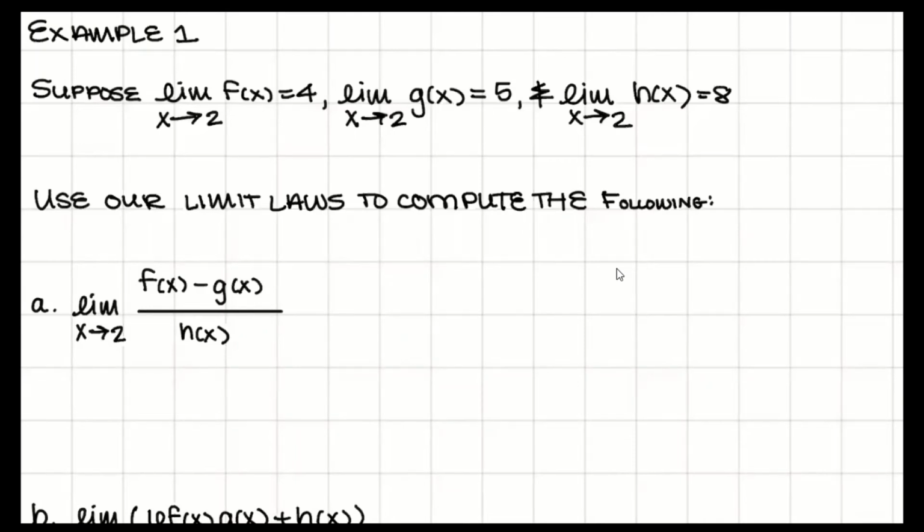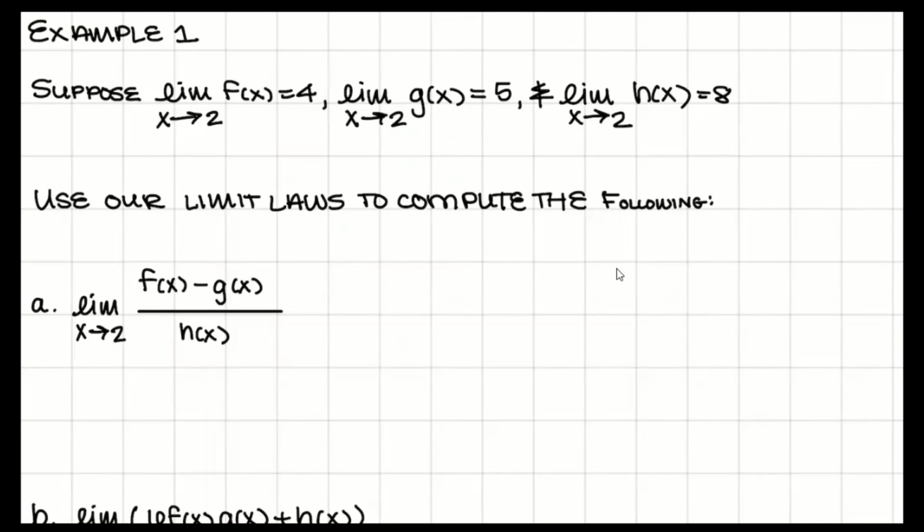So here we have a few limits already defined for us. We suppose that the limit of a function f of x as x approaches 2 equals 4, the limit of a function g of x as x approaches 2 equals 5, and the limit of a function h of x as x approaches 2 equals 8. And we can use our limit laws to compute the following.